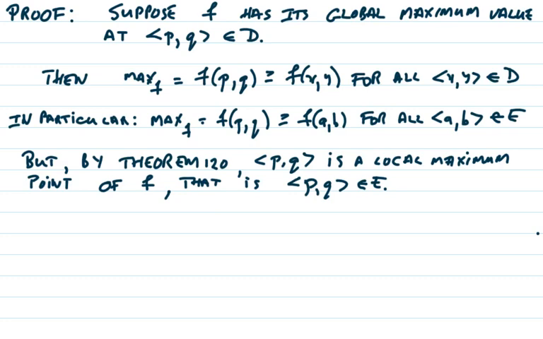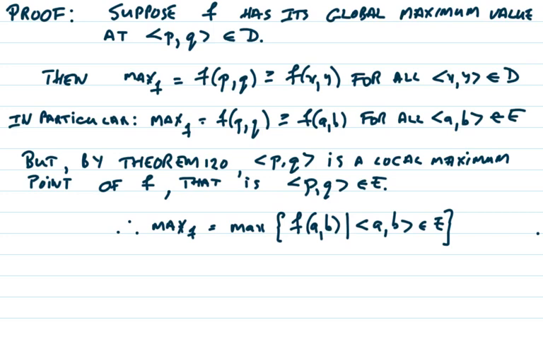That means the point (p,q) is also an element of E, which is the set of all the local maximum and minimum points of f. Since the function value at (p,q) is greater than or equal to the function value at (a,b) for any point (a,b) in E, and since the point (p,q) itself is also an element of E, it now follows that the global maximum of f is indeed the maximum of the set of all function values at points (a,b) that come from E. That concludes this proof.